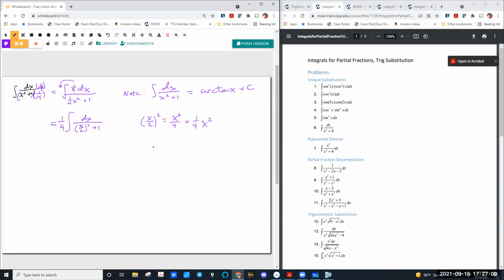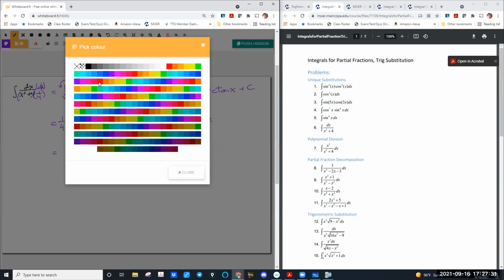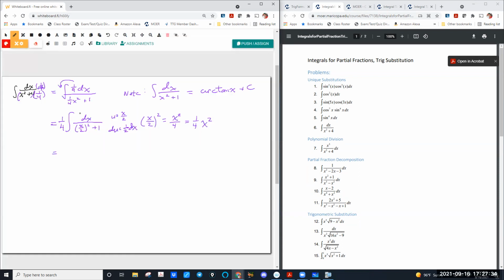So again, I haven't changed what I have. But what I can do now is a u sub. I'm going to let u equal x over 2. And then du is 1/2 dx. Okay. Now, we talked about the way that I like doing substitution. The way I like doing it is I like saying, oh, I need a 1/2 in here to match up to this 1/2 dx. That means I need a 2 out here. So I didn't change anything.